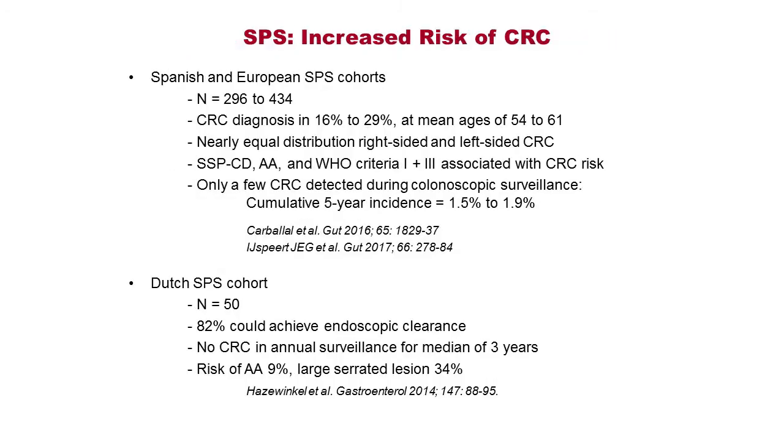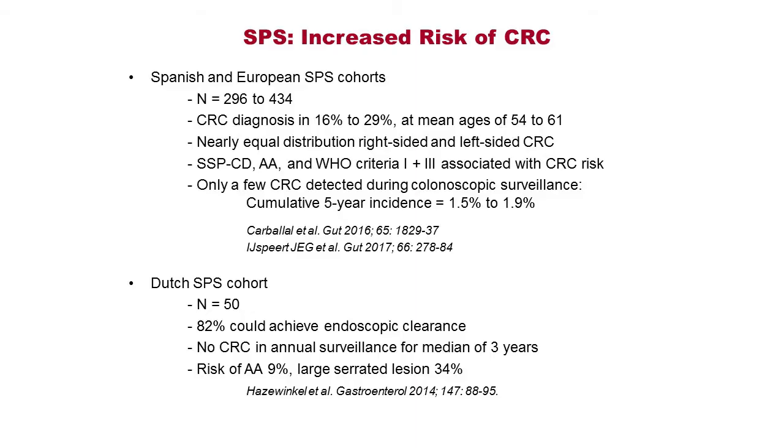Regardless of whether or not there is an important genetic underpinning to SPS, it's very important to know that this is a dangerous disease and it is associated with an increased risk of colorectal cancer. Several cohorts, predominantly from European studies, have attempted to quantify that risk. And in these 2 studies, cancer diagnosis was established in 16 to 29% of patients with SPS at an average age of 54 to 61.